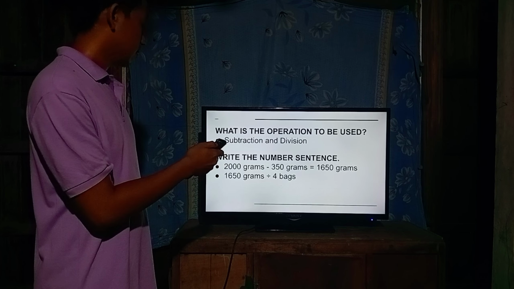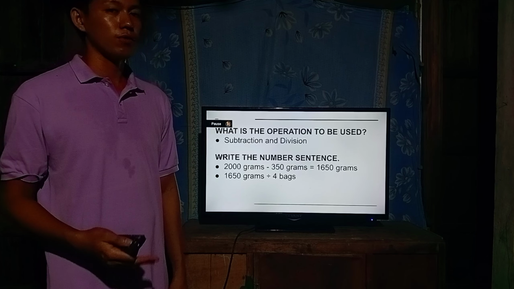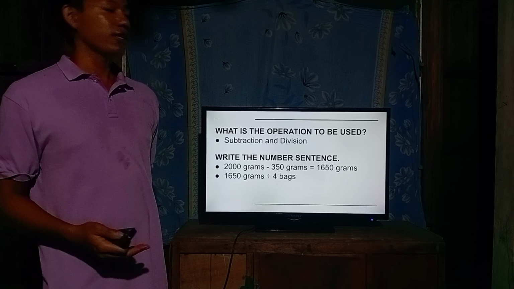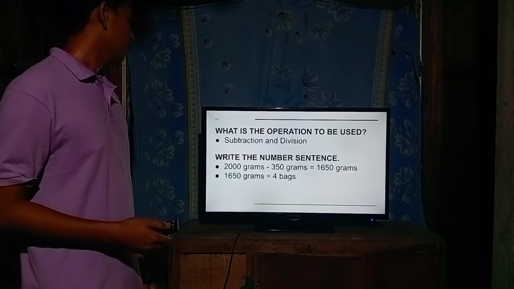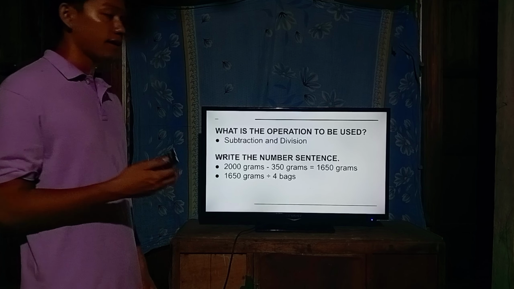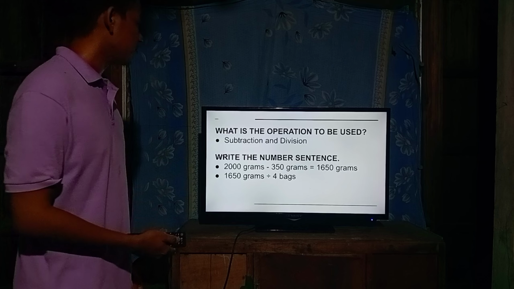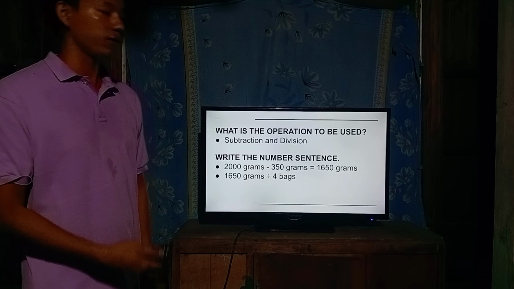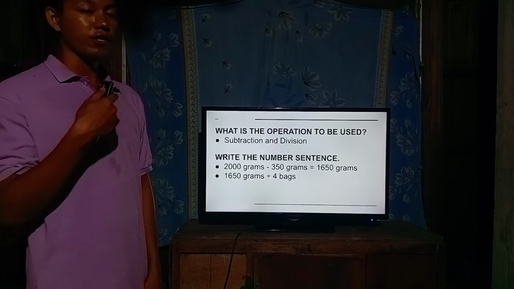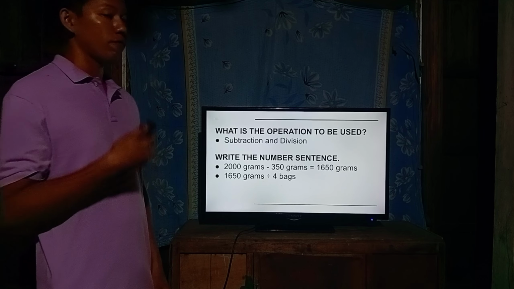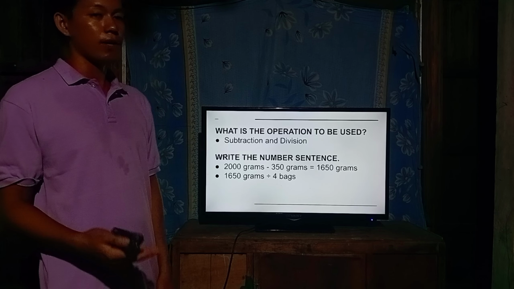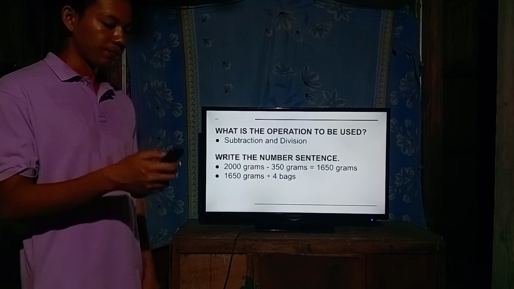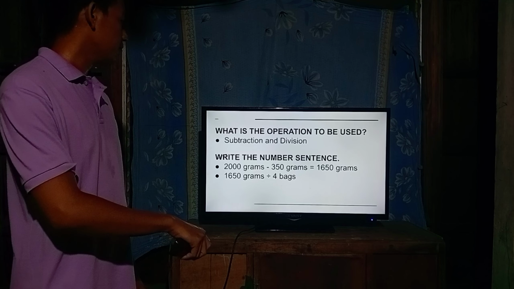Next is what is the operation to be used? So unsa man atong gamiton sa pag-solve sa problem? So mao ni siya ang subtraction and division. So next step is write the number sentence. So 2,000 grams minus 350 grams is a total of 1,650 grams. Then after we subtract, we divide it by 4 bags. Inighuman natong i-subtract, i-divide nato siya sa katong upat ka bags ang nabilin nga flour. So mao na siya ang number sentence.